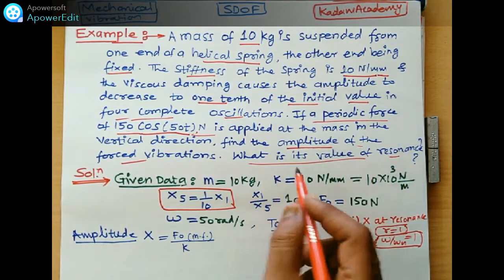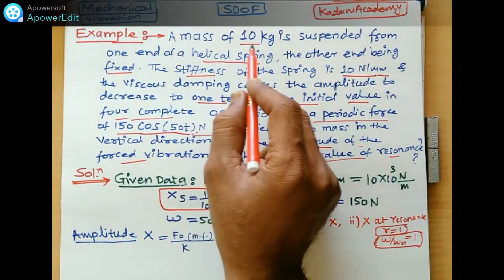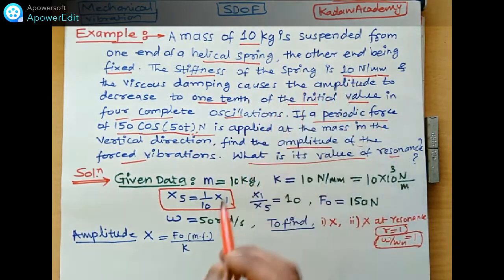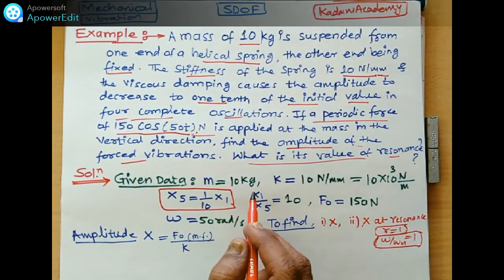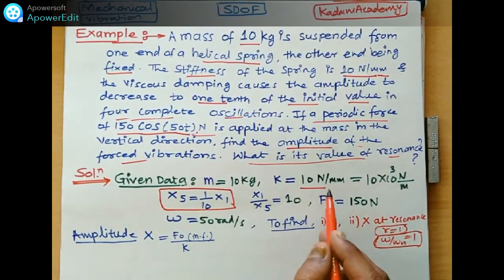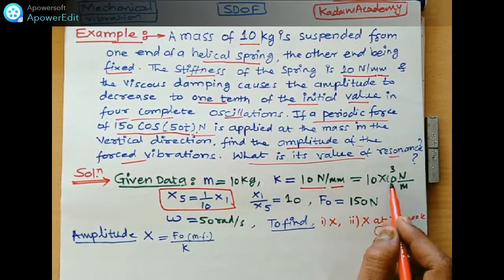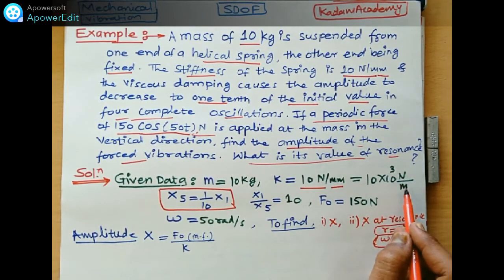When there is a resonance, what is the value of x? So what is given here? The mass of 10 kg is suspended, so m is 10 kg, on the helical spring with the stiffness of 10 Newton per millimeter. So that is 10 into 10 raised to 3 Newton per meter.